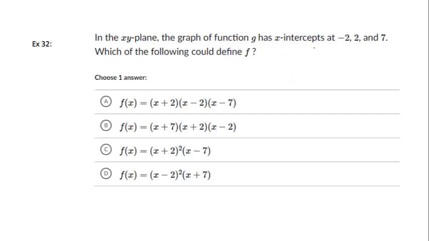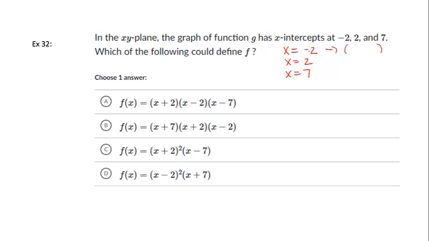All right, and this one says we have x-intercepts. So if they're telling me we have x-intercepts, that means my x values are -2, 2, and 7. So how do we answer this question? It says which could be the function. These are all factors, so now I need to translate these to the factors.